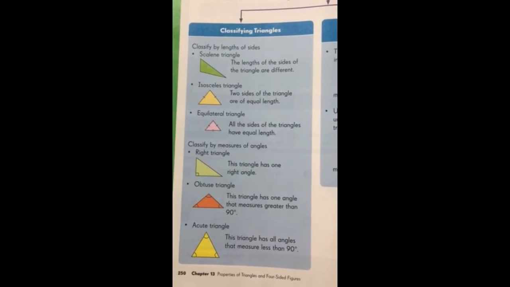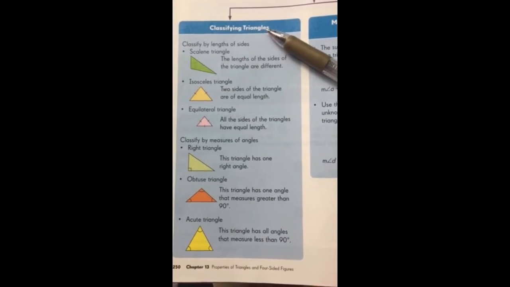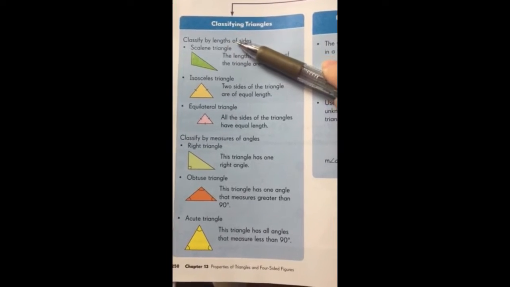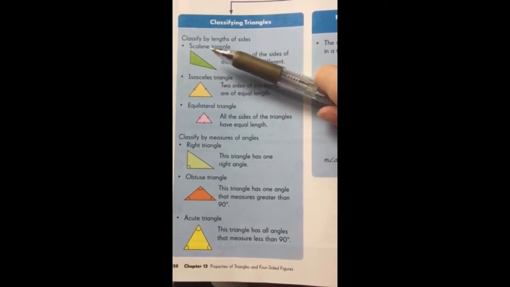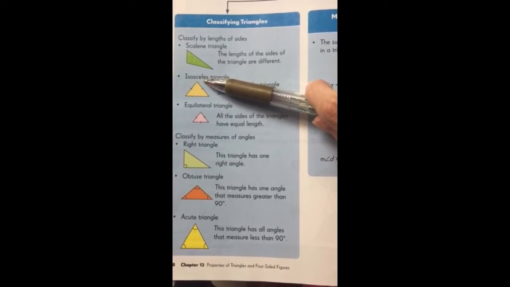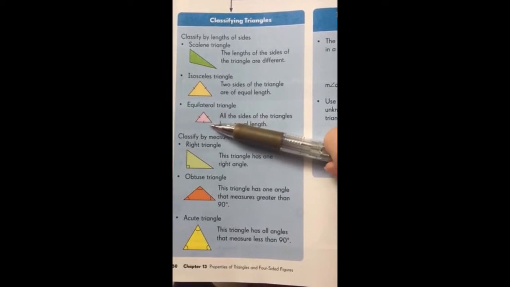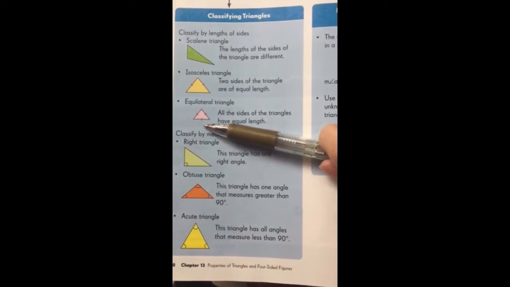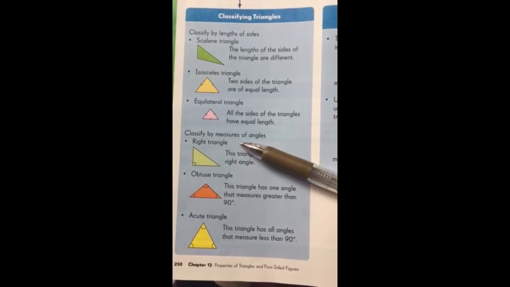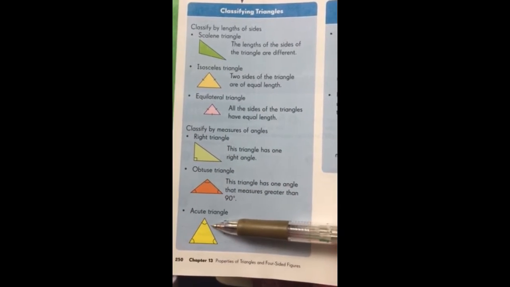In the past chapter, we have learned how to classify triangles. There are 2 ways you can classify triangles. Number 1, by the lengths of the sides. So we have scalene, no equal sides. Isosceles with 2 equal sides. Equilateral means equal sides. It has 3 equal sides. Number 2, by the measures of angles. We have right triangle, obtuse triangle, and acute triangle.